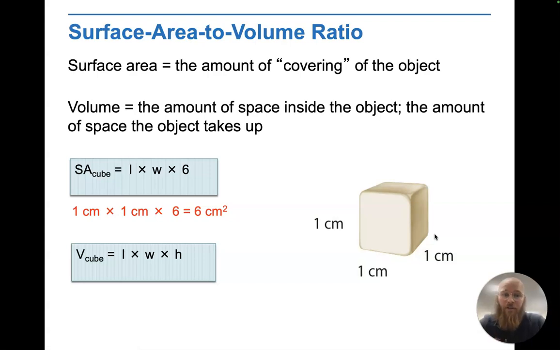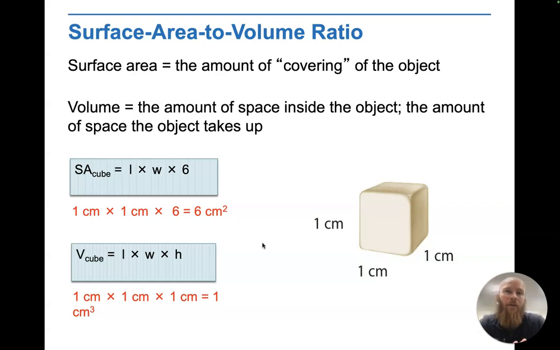That's our surface area for this cell. Whereas for the volume, that's going to be the length by the width by the height. So we're actually going to also multiply the height, and that's going to give us the amount of space inside the cell, which in this case, the volume is going to be only 1 centimeter cubed. Okay, so we have 6 centimeters squared of cell membrane and only 1 centimeter cubed of the overall volume in the cell. Not a bad ratio.